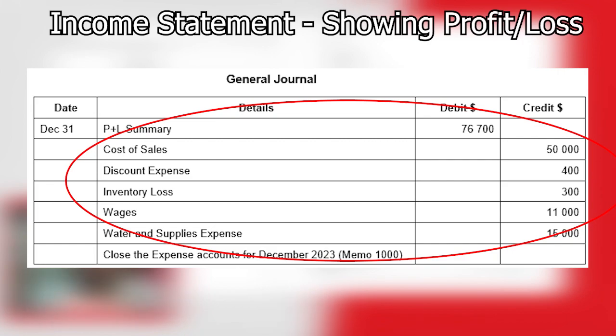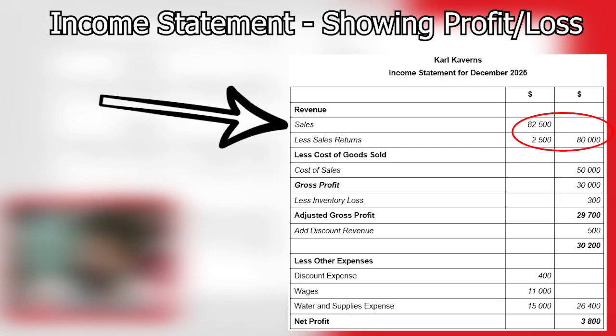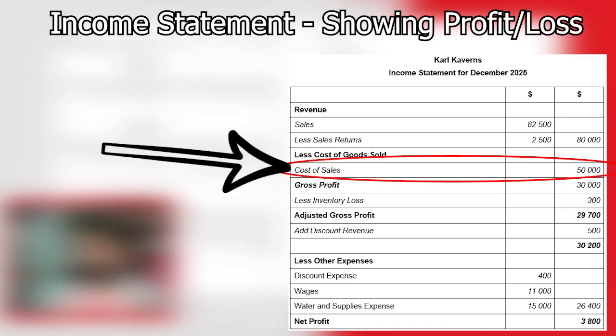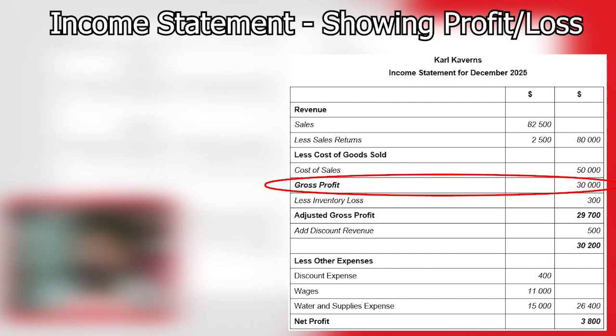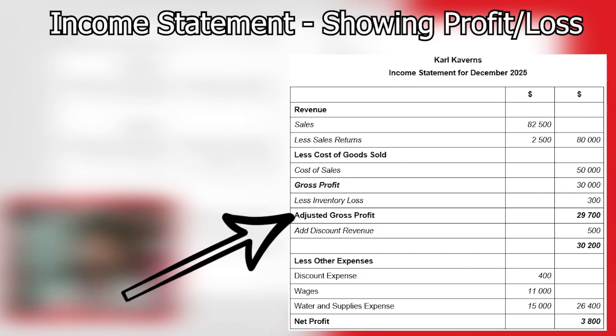into our income statement. So you've got sales less sales returns, 80,000, less your cost of goods sold, 50,000. That gives us a gross profit of 30,000, less inventory loss, 300. So that gives us an adjusted gross profit, 29,700, and we add our discount revenue at the end, which is 30,200. Obviously, inventory loss used to calculate adjusted gross profit.